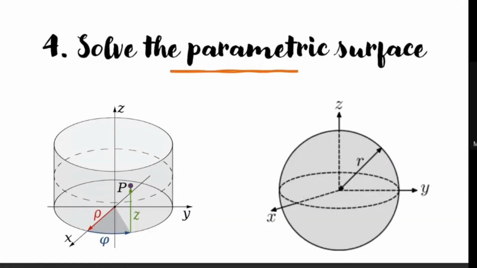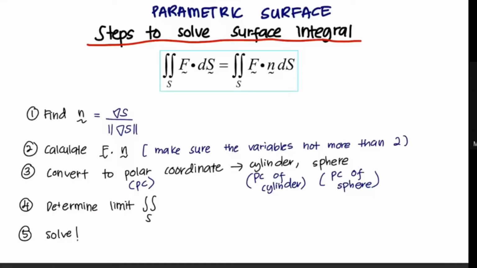Okay, let's look at how to solve a parametric surface. This is the formula to find the surface integral. We have F dot n. So the first step is to find n using this formula. Then calculate F dot n. Number 3, convert to polar coordinates. Convert this F dot n to polar coordinates. We have cylinder, we have sphere. Number 4, determine the limits. And number 5, solve.